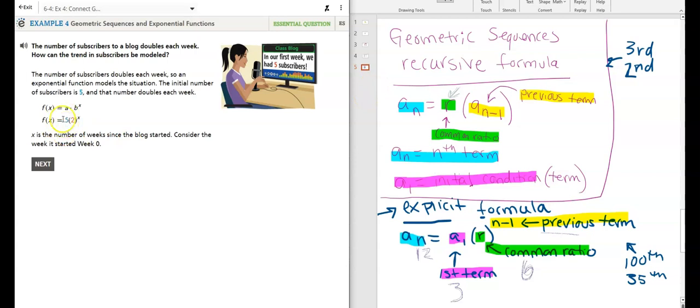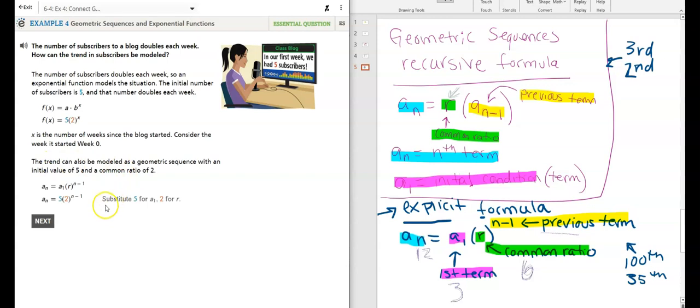So 5 is my initial value. My base here is going to be 2 because I'm doubling each week. x would be the number of weeks since the blog started, considering the week it started 0.